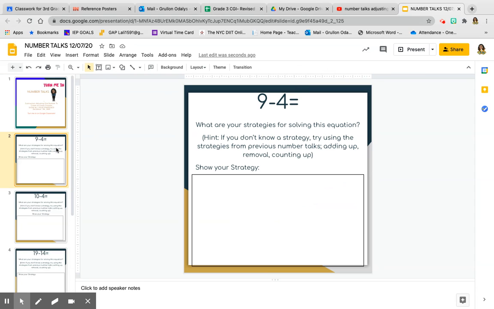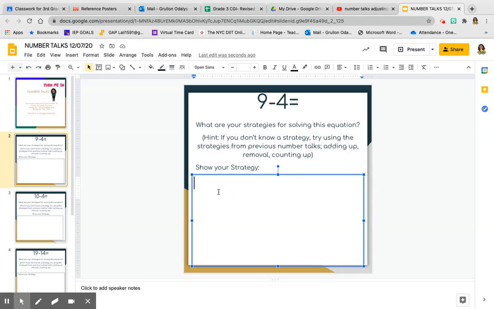So here is our first problem for today. We have 9 minus 4. And I know many of you might think that this is an easy subtraction problem, but I'm going to challenge you to try using one of the new strategies that we've learned throughout our subtraction number talks. So I'm going to give you a chance to think about what 9 minus 4 is.